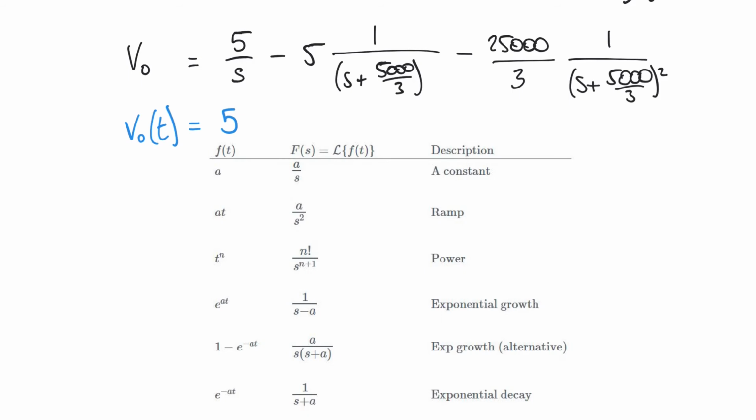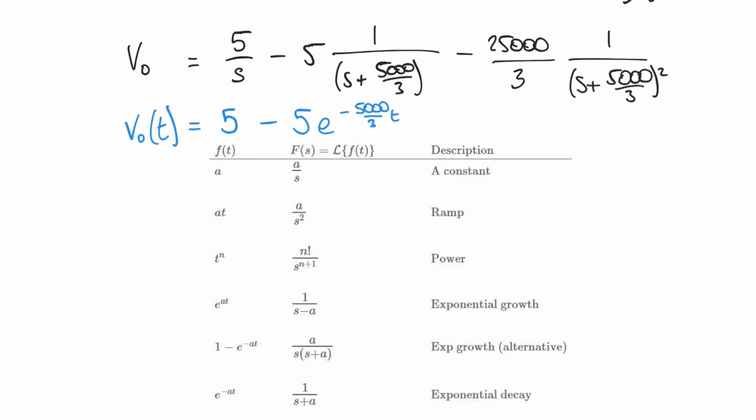The transform, we're looking at this fraction 1 over s plus 5,000 over 3, and that corresponds with our exponential decay term. And so we see that our exponential decay term in the form of e to the minus at, well, a in our example is going to be 5,000 over 3. And so not forgetting our 5 that we've multiplied by, it's still here. So we have minus 5 e to the power minus 5,000 over 3 t.